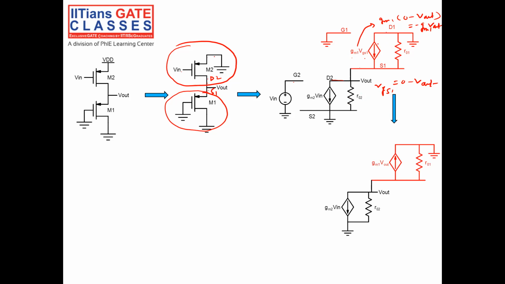That means the current will be opposite, right? The current will be opposite, because the current is minus GM1 into V out, which should be opposite, because here we assumed GM1 into VGS1 is positive.